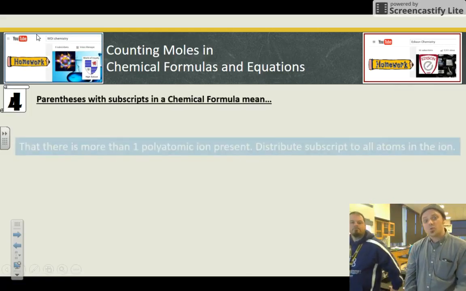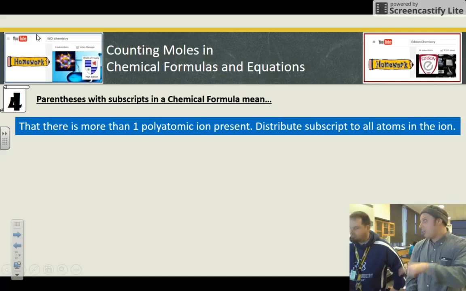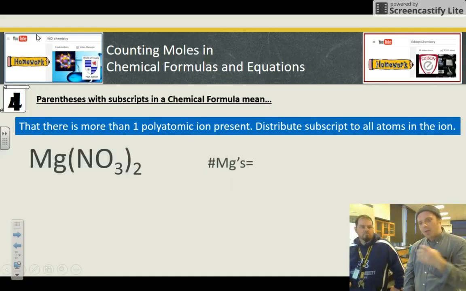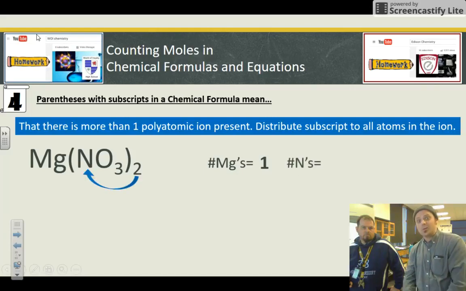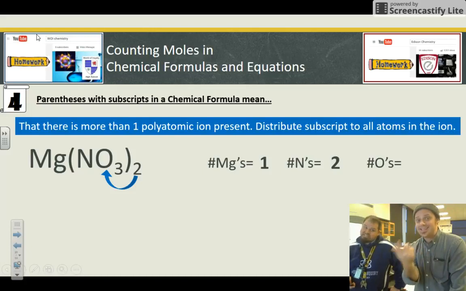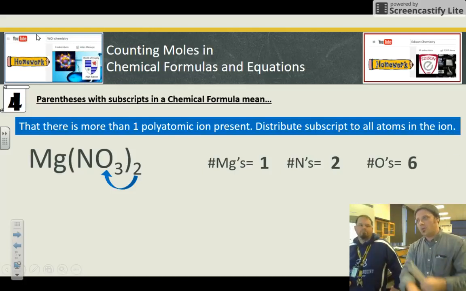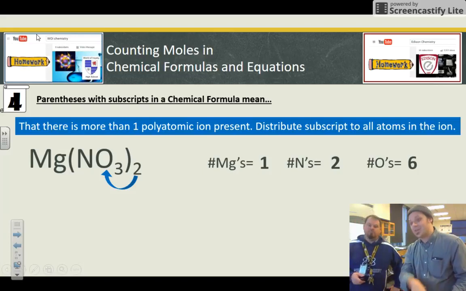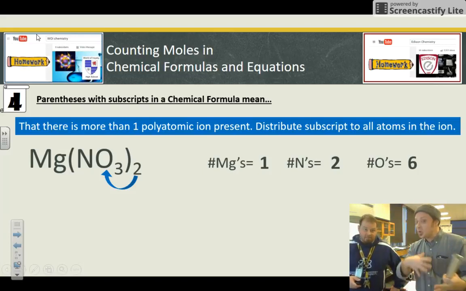Parentheses with subscripts mean you double or triple whatever that polyatomic ion is, and you distribute mathematically to get it. For Mg, there's no subscript after Mg, so we assume it's 1. 1 mole of Mg in a mole of this compound. Now for the N, we're going to distribute the 2 back in, so there are actually 2 moles of nitrogen in this compound. And for the oxygen, we distribute the 2 in, and we get 6. So in 1 mole of magnesium nitrate, there is 1 mole of magnesium, 2 moles of nitrogen, and 6 moles of oxygen. That's how you count them.